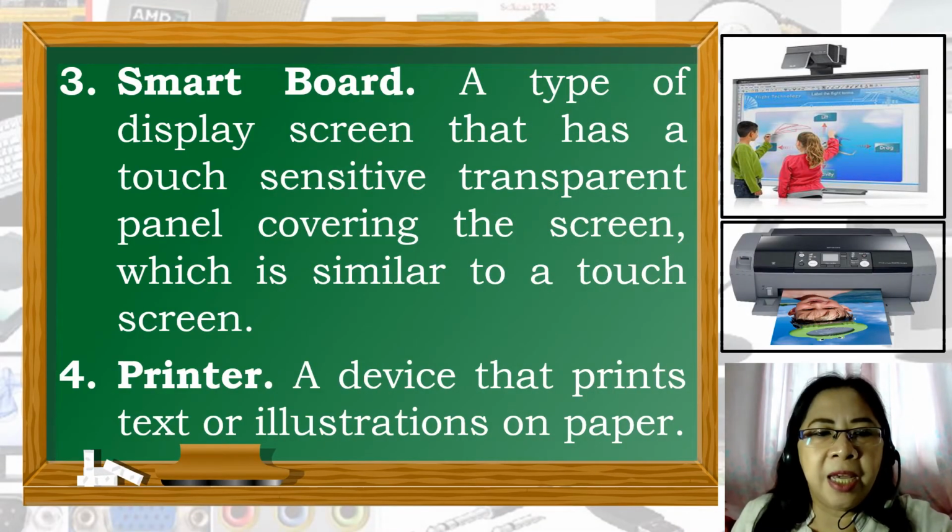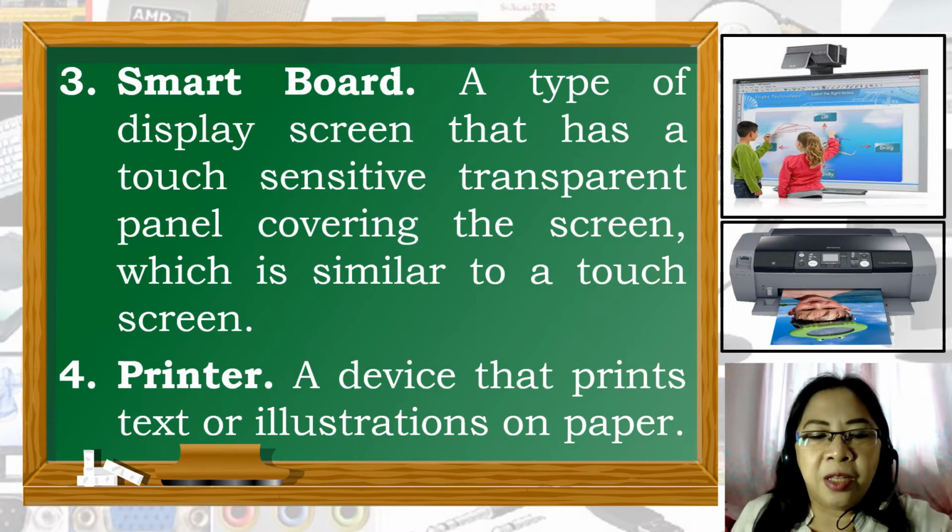The next output is the smart board, a type of display screen that has a touch-sensitive transparent panel covering the screen, which is similar to a touch screen. You can see a smart board in the malls, in which, when you are lost, you can locate your location.